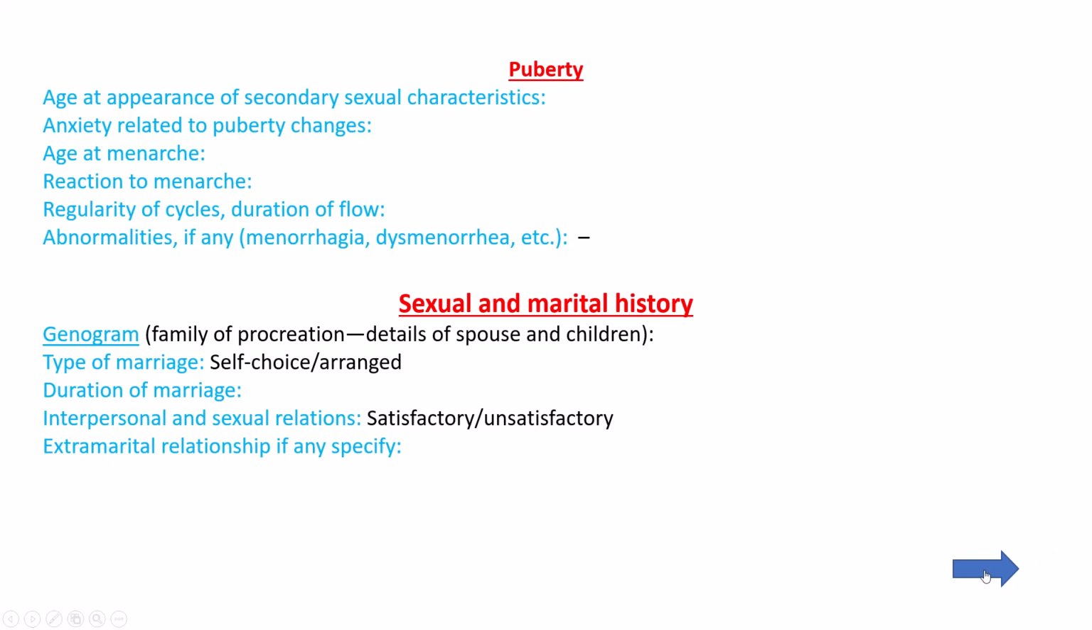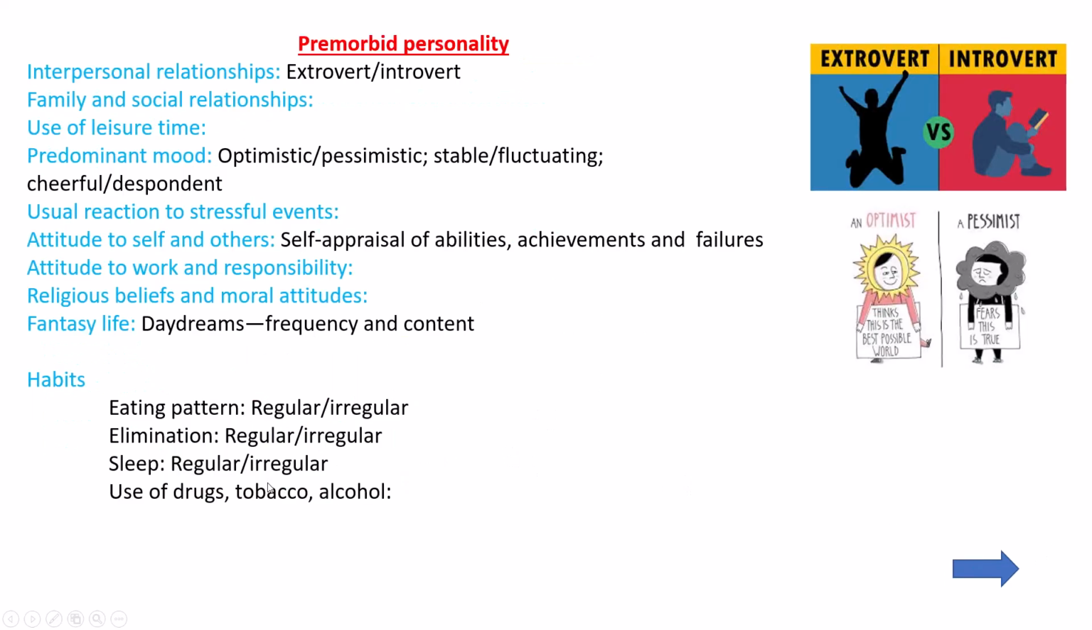So this is about the next, premorbid personality. Premorbid personality: interpersonal relationship, extrovert, introvert. Introvert means these people always used to study. They will not talk with anyone. They will not participate in any entertainment activities. But extrovert people, the open-minded people, always they will enjoy with others. They will roam here and there. They will not sit inside home always. They have more friends. So these types of things are different. It's introvert, extrovert, that we have to understand. Family and social relationship, how they are meeting. Use of leisure time, what they are doing, that we have to write.